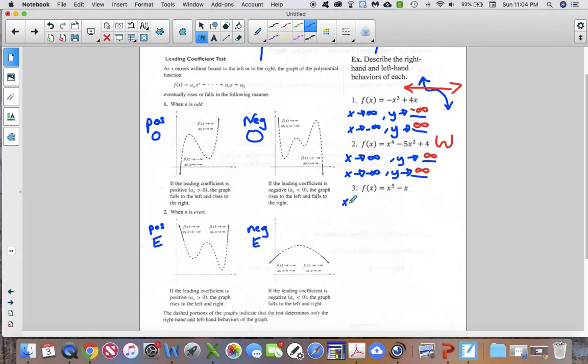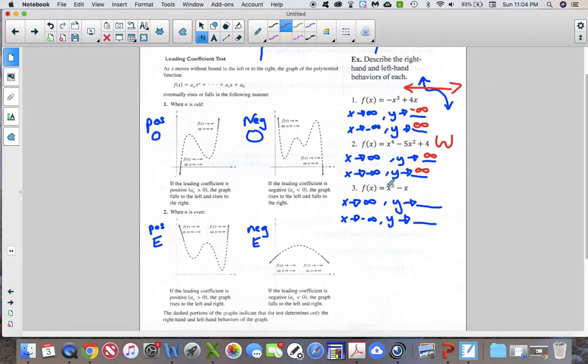We've got to write this out for every single one of them. Y goes toward blank, X goes toward negative infinity. So anytime they ask for end behavior, like what's happening on the ends of the graph, this is what you're going to write for each one: the left-hand and right-hand behaviors.